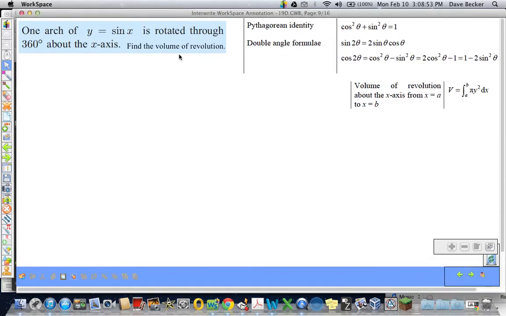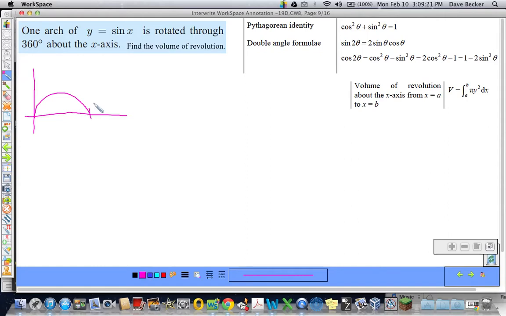One arc of y equals sine x is rotated through 360 degrees about the x-axis. Find the volume of revolution. So let's do a quick sketch of that. You better know what sine looks like. One arch. Here is y equals sine x right there.